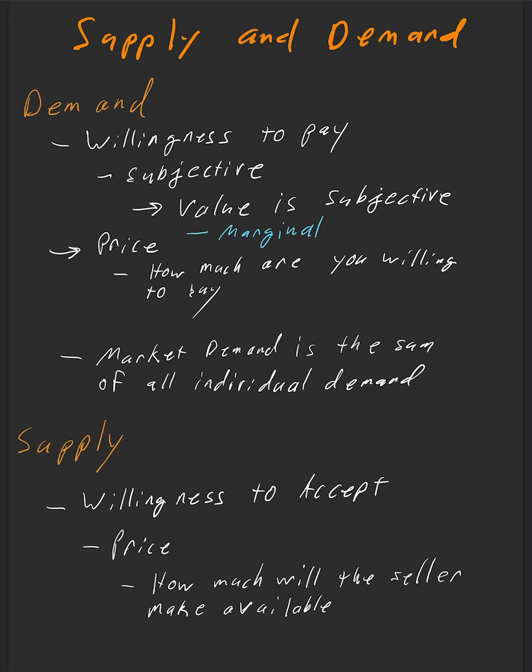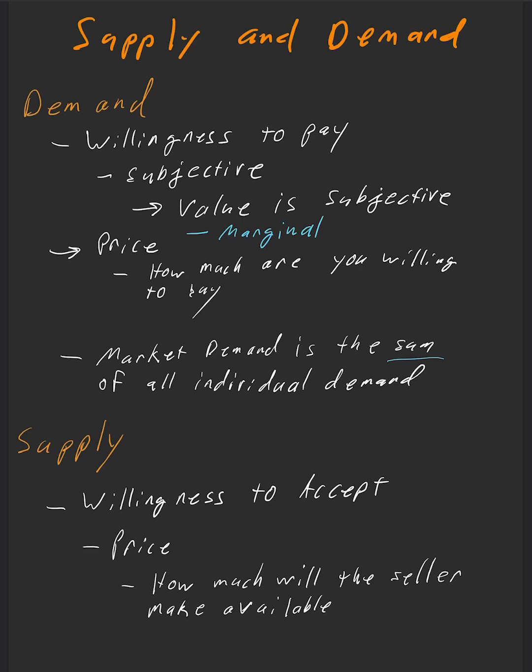Okay, so price is saying how much are you willing to buy at a given price, and that'll be the market demand, the individual demand, and the market demand, of course, is the individual demands all aggregated or added up, right? So the market demand is the sum of all the individual demand curves.